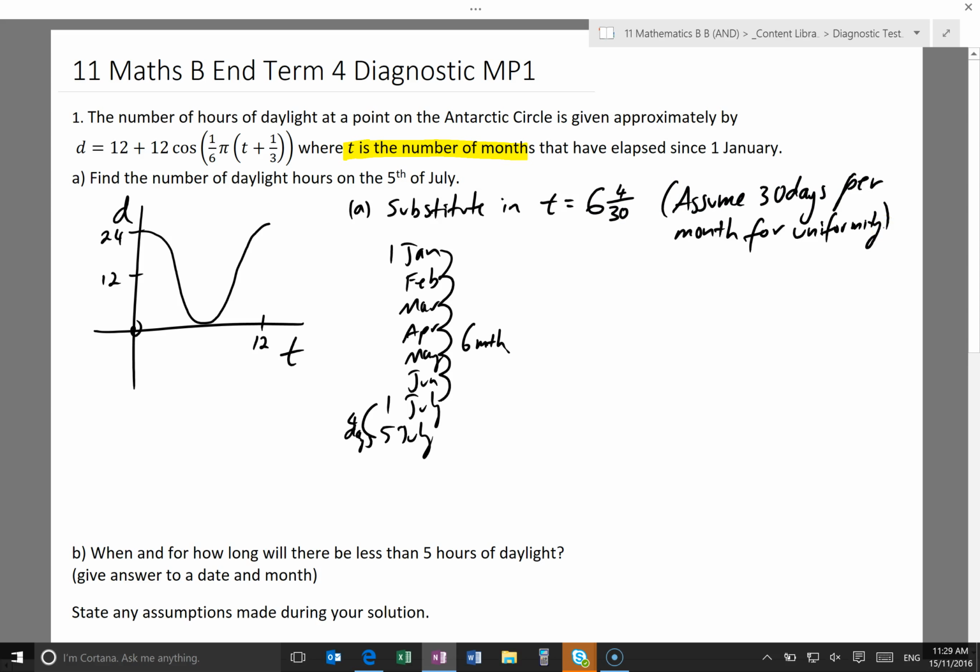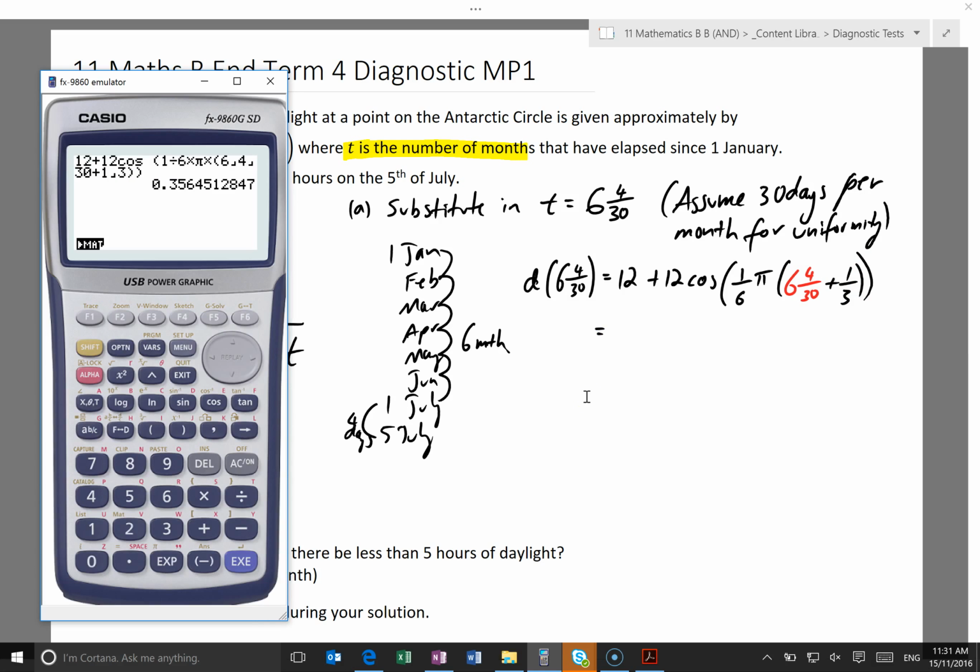If I want, I can simplify that fraction, make it into a decimal or whatever, but essentially I want to find what D of 6 and 4/30ths is. So I'm substituting in 6 and 4 on 30 wherever I see T in this equation. So everything's going okay so far. 1/6 pi. Instead of writing T, I'm going to write 6 and 4/30ths. And now it's just a case of putting all that into my graphics calculator. So make sure your calculator is in radians.